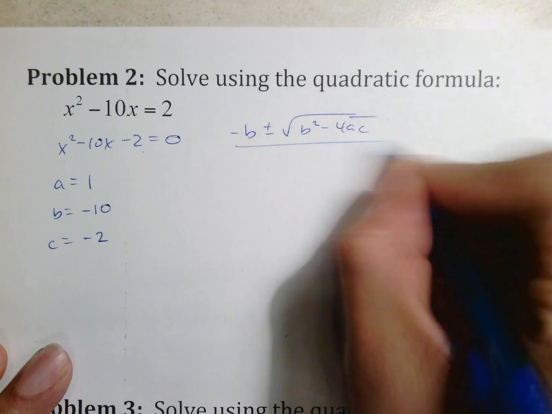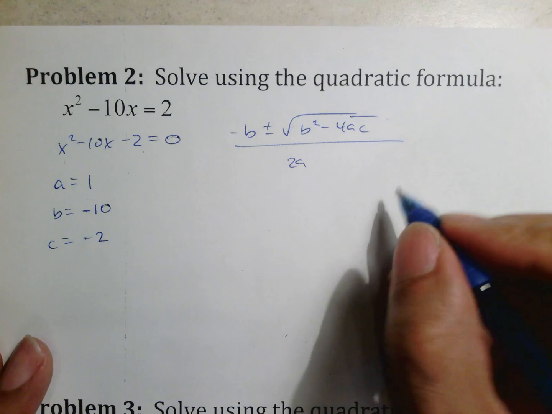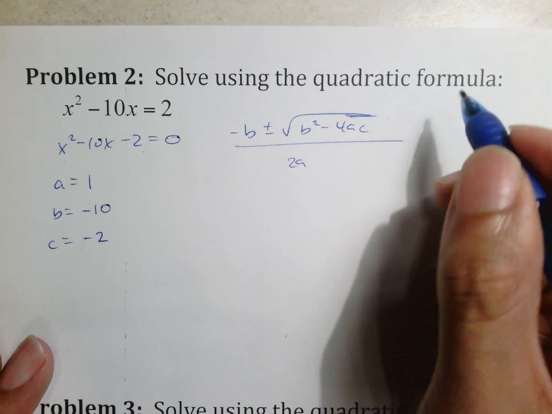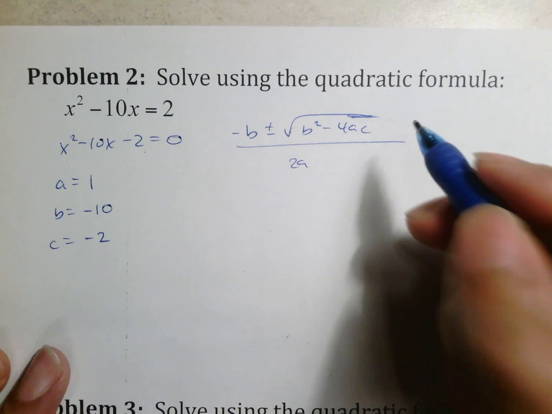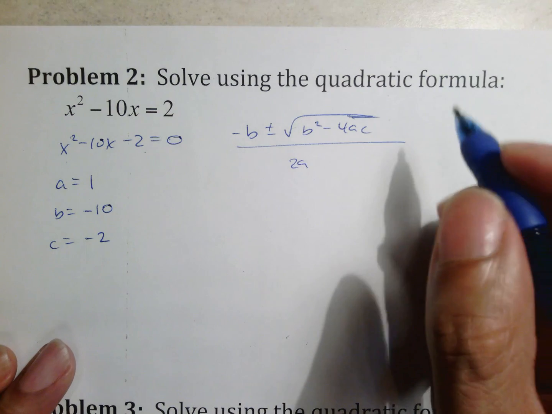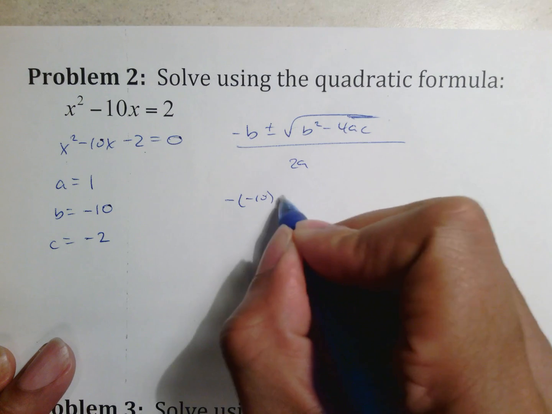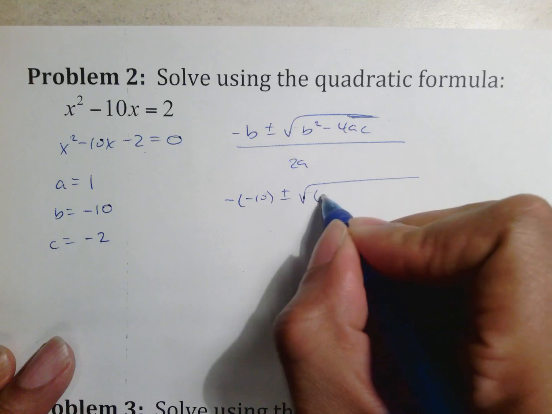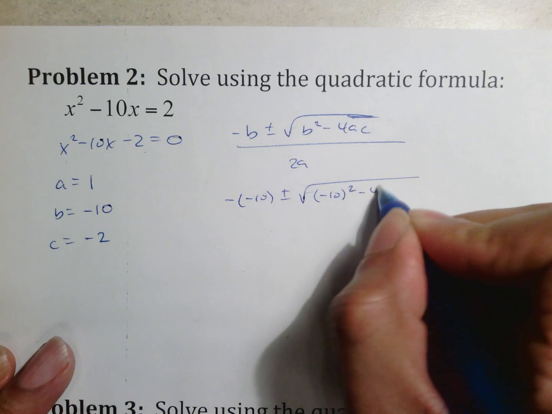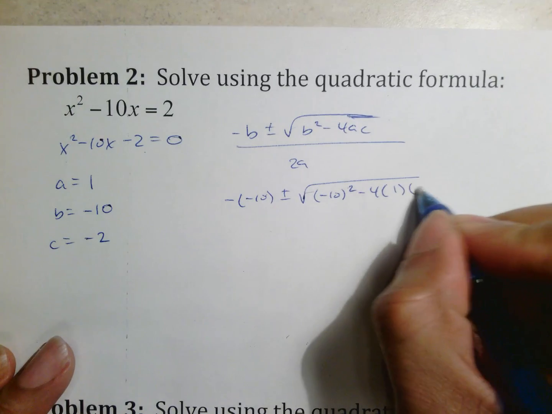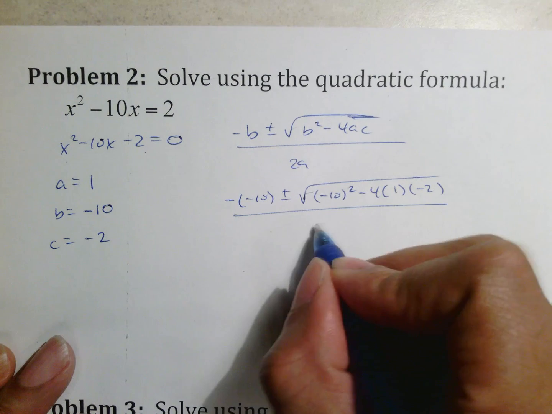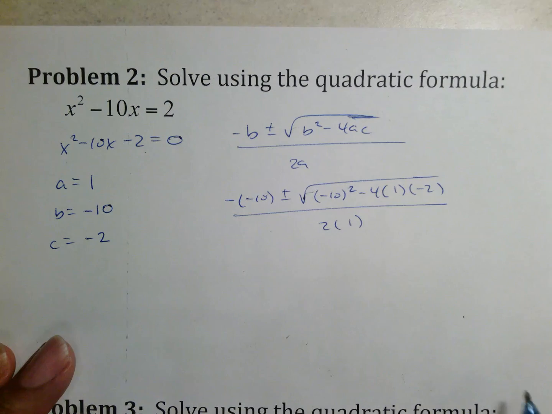The only issue with doing the quadratic formula is the amount of time. The good thing about the quadratic formula is, as long as you're not a person who rushes, you'll get the right answer every single time, no matter what. Negative B, so negative parentheses negative 10, plus or minus square root of negative 10 squared minus 4, 1, negative 2, all over 2 times 1.